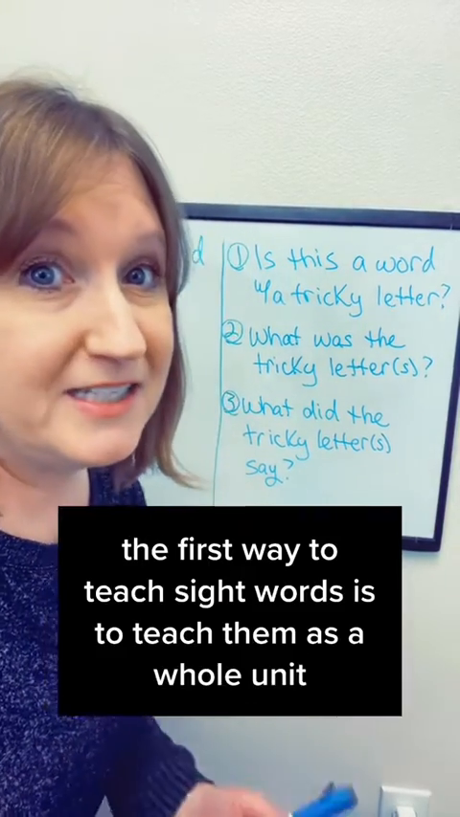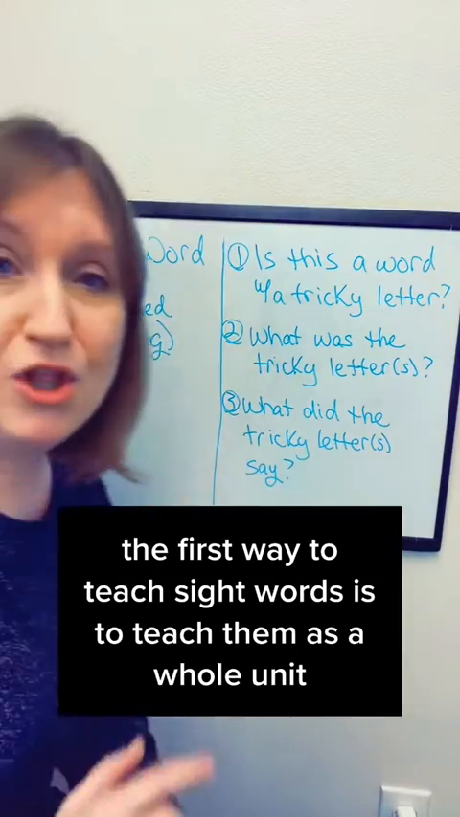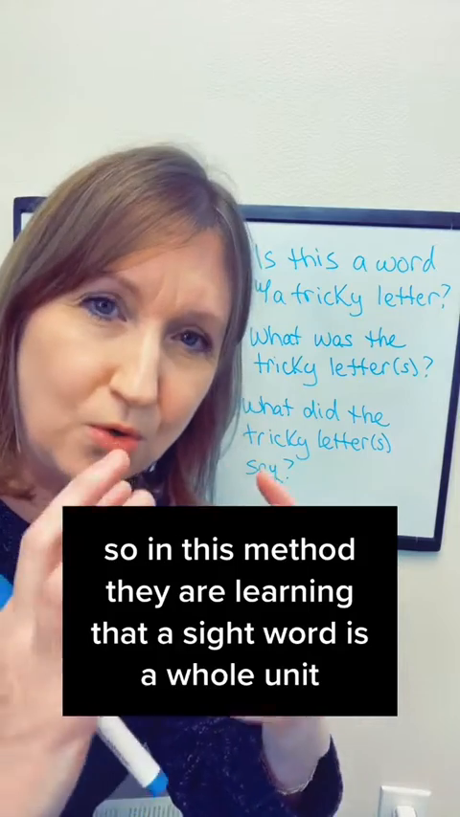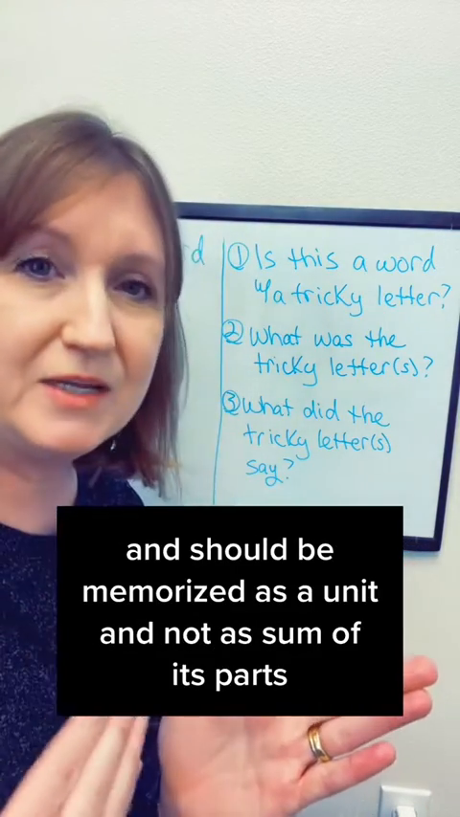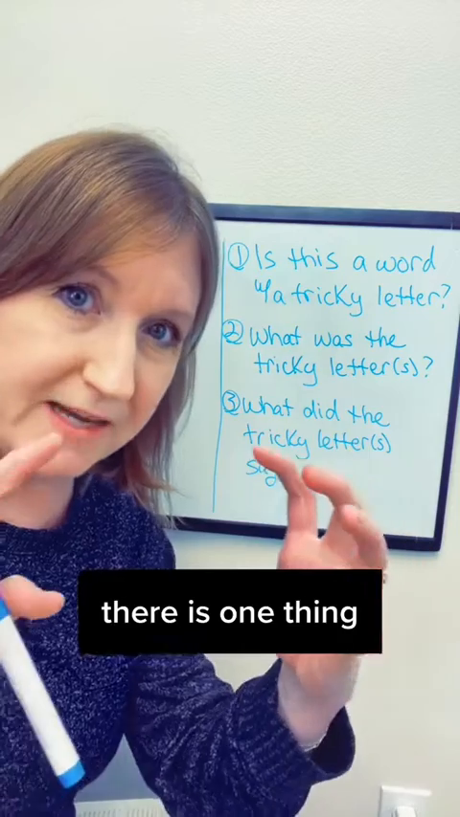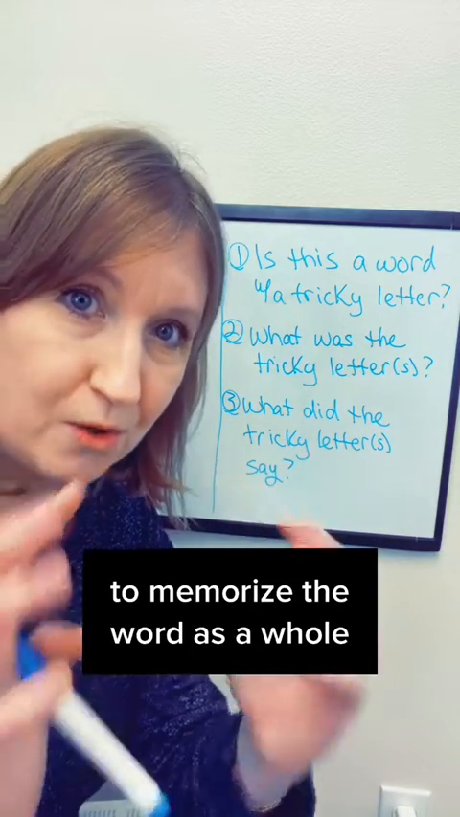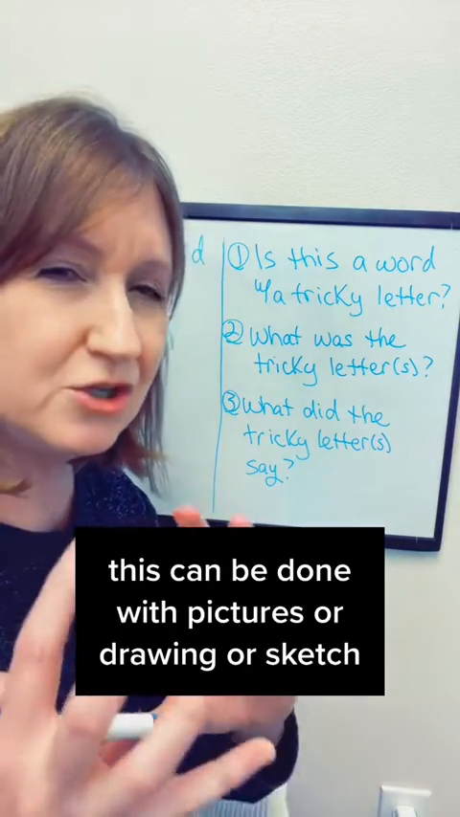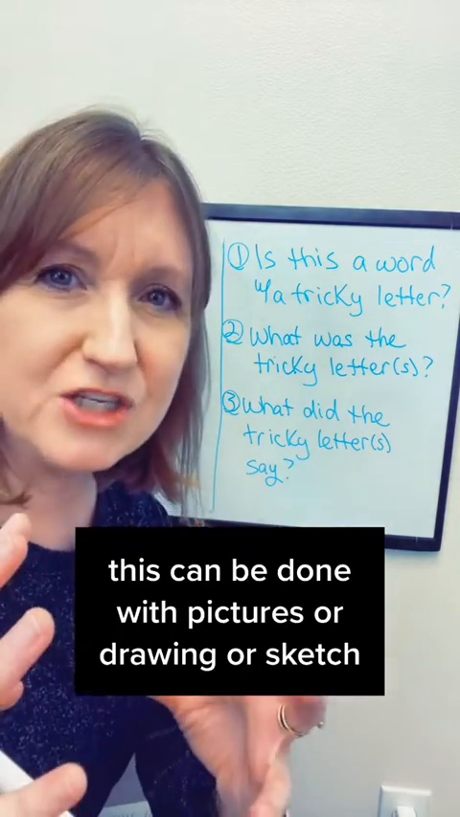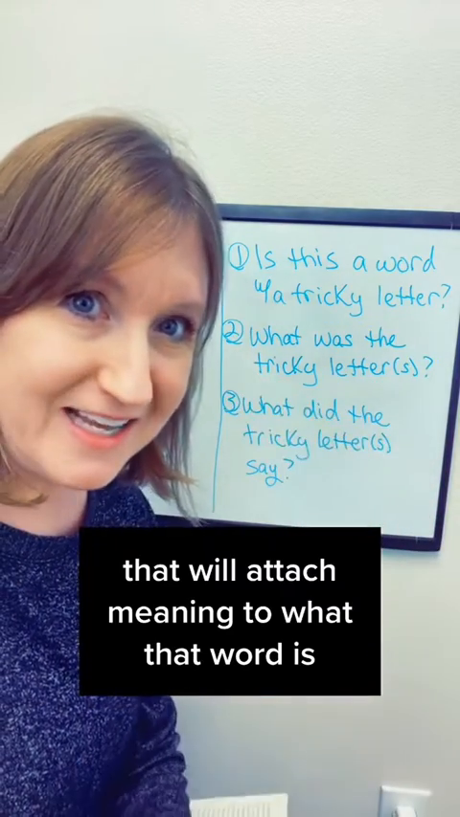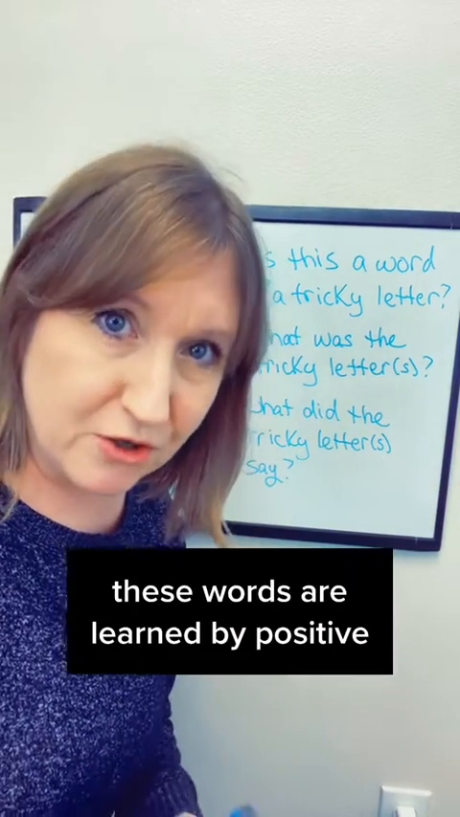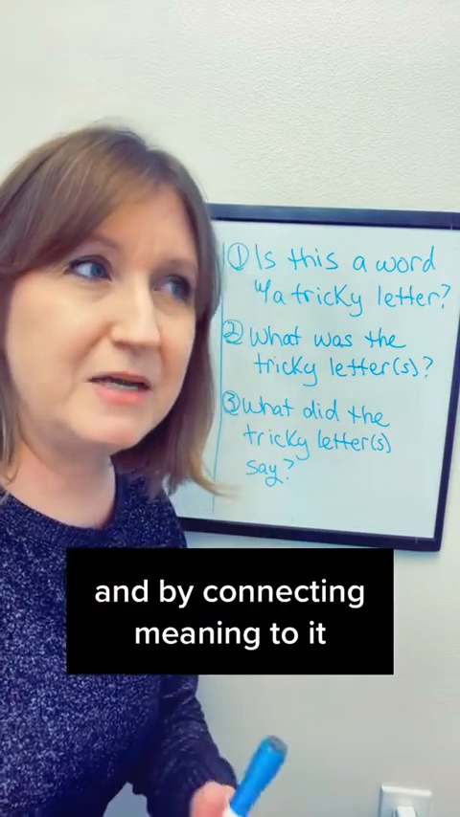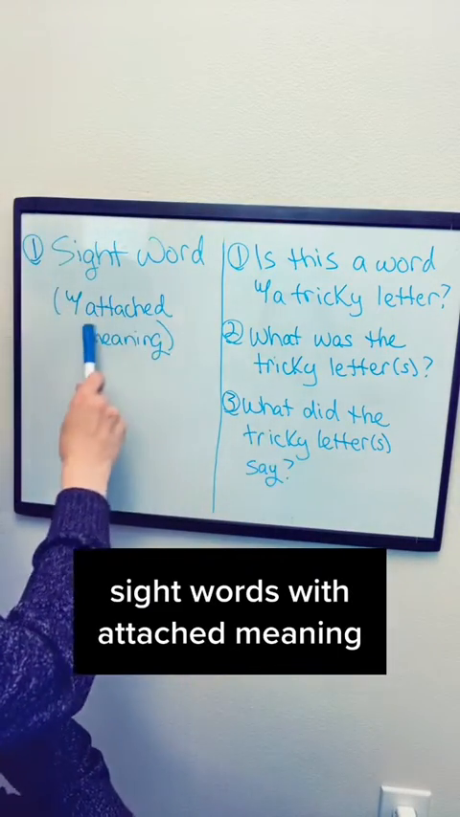The first way to teach sight words is to teach them as a whole unit, not as some of its parts. So in this method, they are learning that a sight word is a whole unit and should be memorized as a unit and not as some of its parts. There is one thing to memorize, the word as a whole. They can attach meaning to it, which helps a lot. This can be done with pictures or drawing or sketch that will attach meaning to what that word is, so it's easier to memorize. These words are learned by positive, repeated exposure with lots of games and activities, and by connecting meaning to it. Sight words with attached meaning.